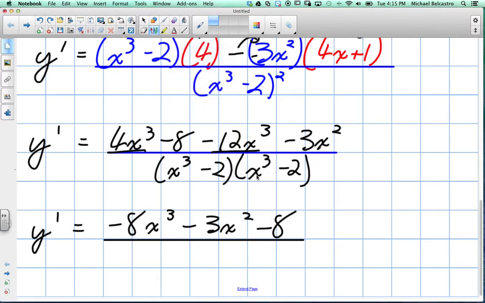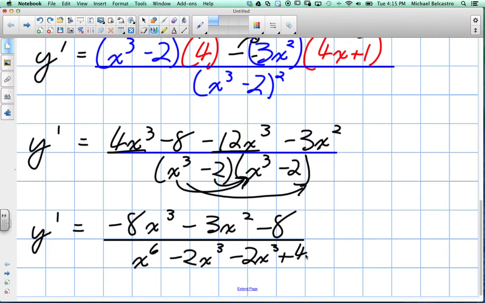This is going to give us what value? We go first and the second, so we add the two exponents. So we get x to the power of 6. Perfect. And then x cubed times negative 2: negative 2x to the power of 3. Same idea. And then finally, negative 2 by negative 2 is our positive 4.